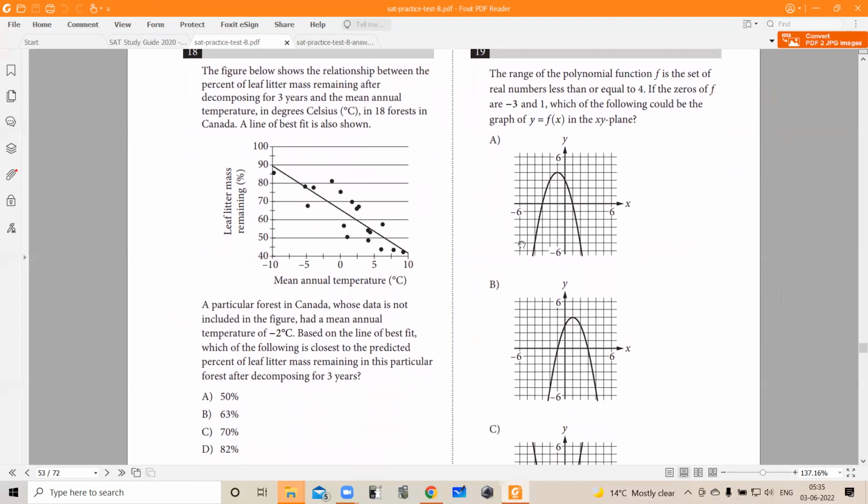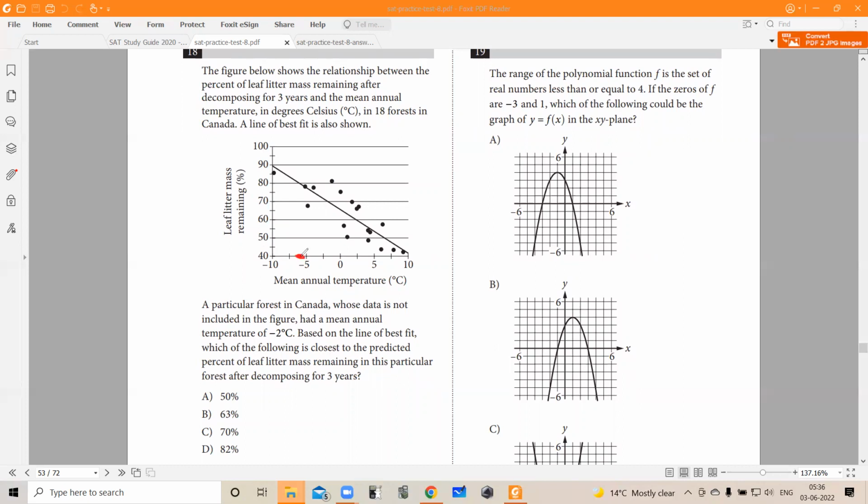18. The figure below shows the relationship between the percent of leaf litter mass remaining after decomposing for 3 years and the mean annual temperature in Celsius in 18 forests in Canada. A baseline fit is shown. A particular forest in Canada whose data is not included had a mean annual temperature of -2. Based on the baseline fit, which of the following is closest to the predicted percent of leaf litter mass remaining in this particular forest after decomposing for 3 years?